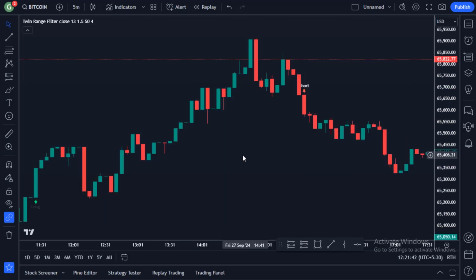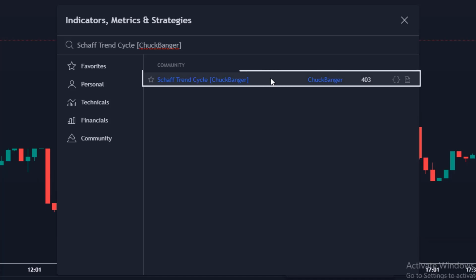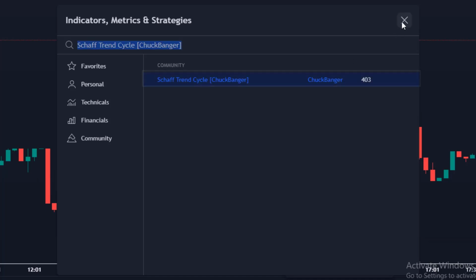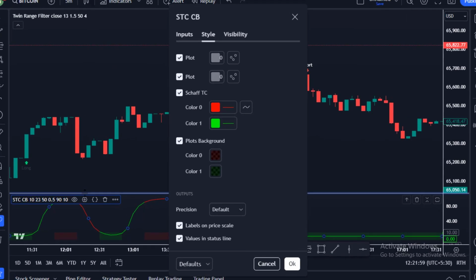Now we will add a second indicator to make this strategy more powerful. Let's go to the Indicator Search tab, type SCAF Trend Cycle, and select this one, created by Chuck Banger. Now let's access the settings of this indicator so we can modify it to suit our strategy.